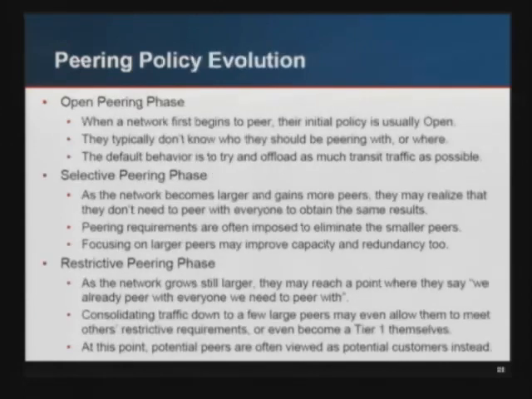A lot of times these things go through phases. So when a network first starts to peer, typically their initial policy is open. It's because they don't know who to peer with, where to peer. All they know is that someone told them they should peer, or they think that they can save money by peering. And the default behavior is, well, let's peer with everyone, let's offload as much transit traffic as possible, peering is good, go peering.